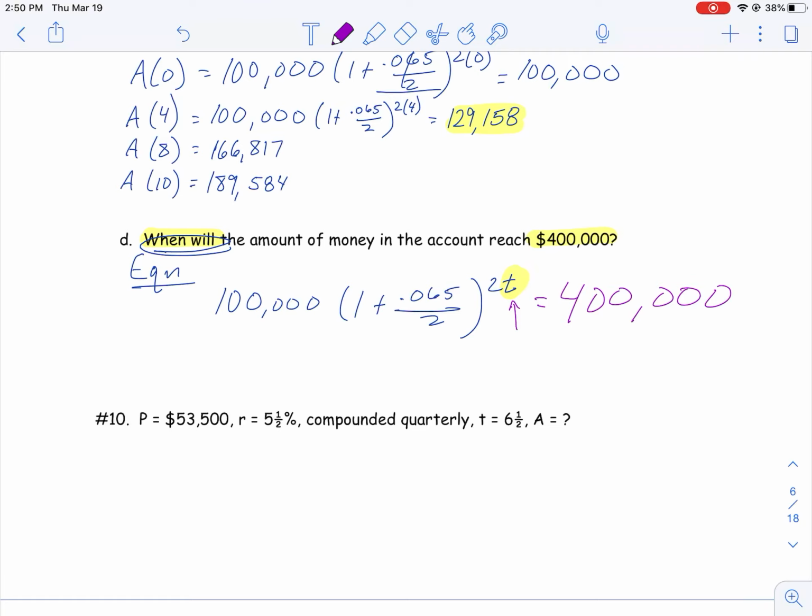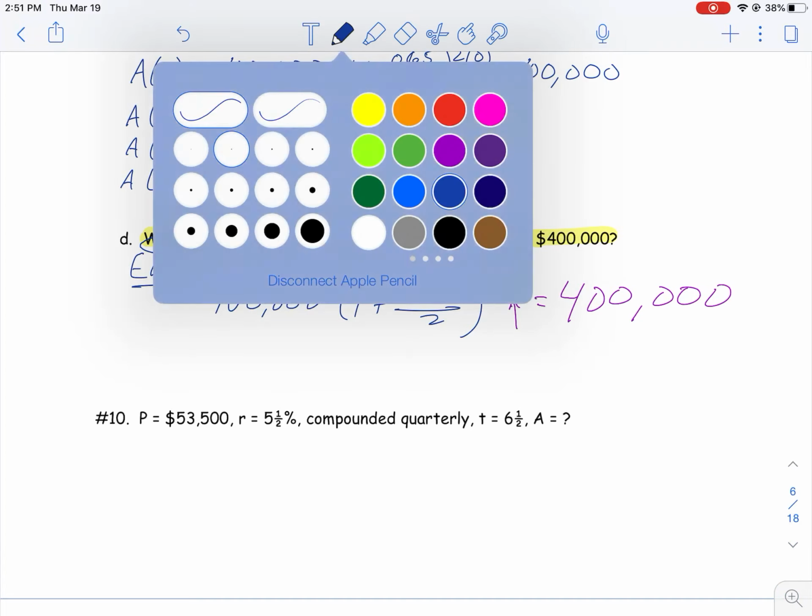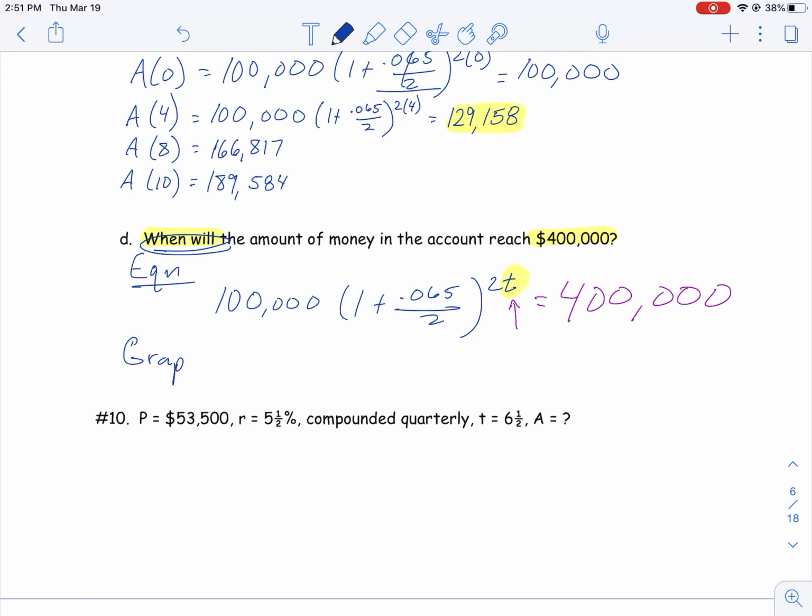If you think about it, we've used square roots, right? X squared equals 9. We know how to solve those. We know how to solve it if it's just an equation, 2x equals 9. We just divide by 2. But we haven't actually learned what to do when there's a t in the exponent. That's the next lesson. So I'm glad you are wanting to do that. So for now, we're going to have to settle for solving using a graph.